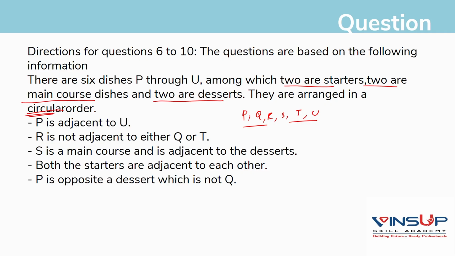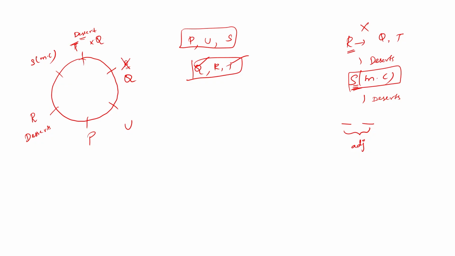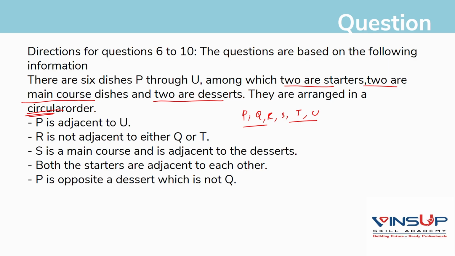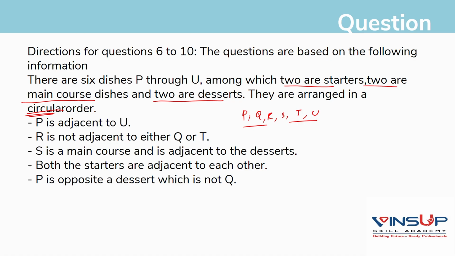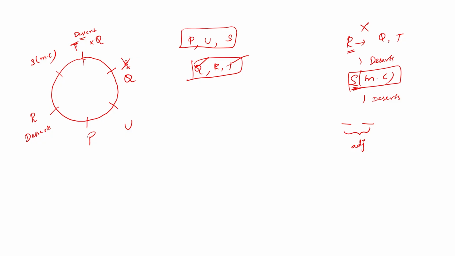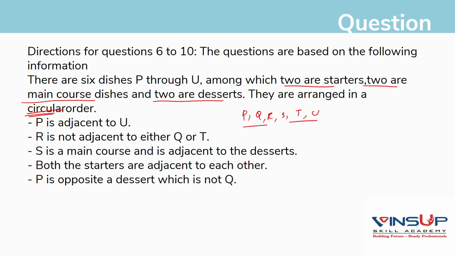We can check once. P is adjacent to U. R is not adjacent to either Q or T. S is the main course and is adjacent to the desserts. R and T are the desserts next to S. Both the starters are adjacent to each other.